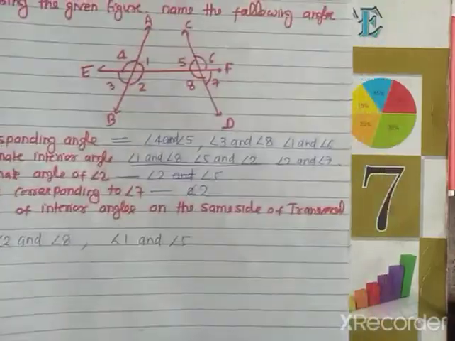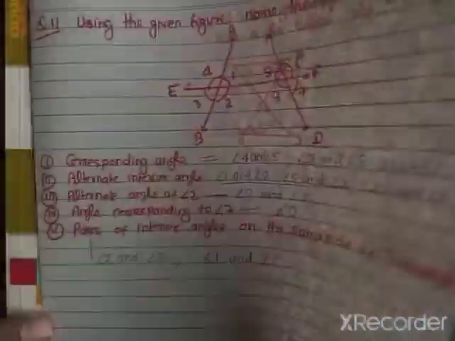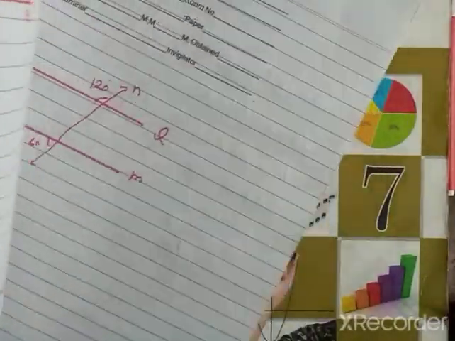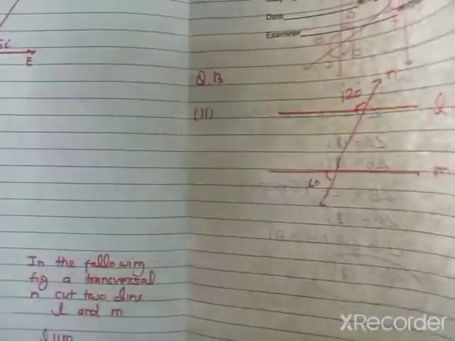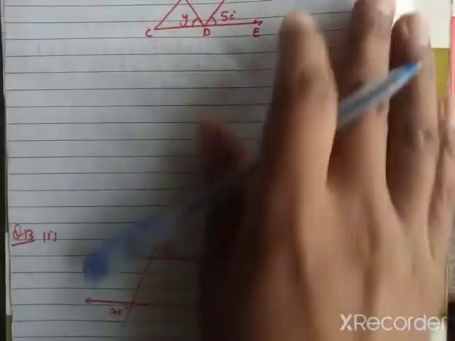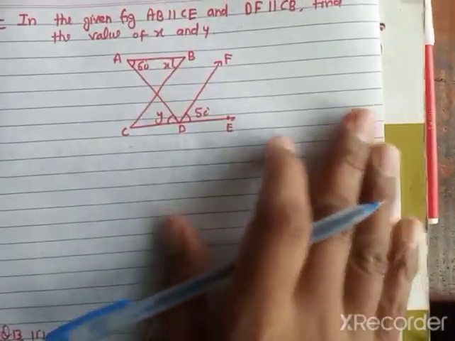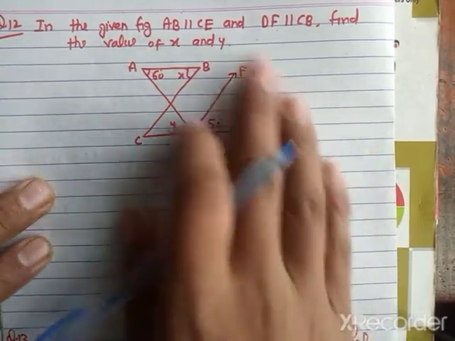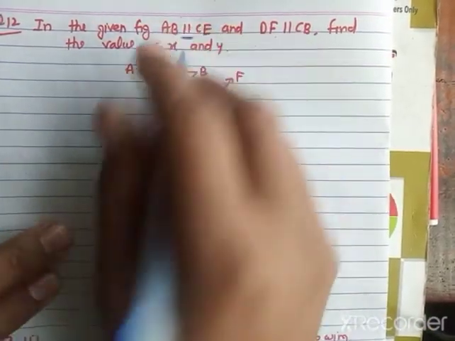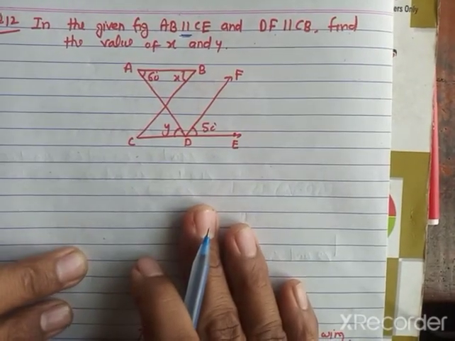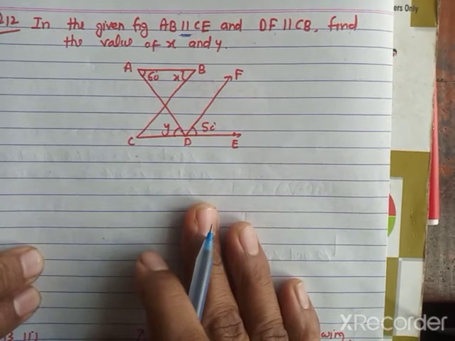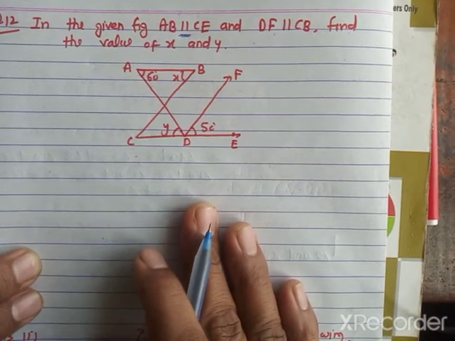Now next question, question number 12. In the given figure, AB is parallel to CE, and DF is parallel to CB. This sign represents parallel. Find the value of X and Y.